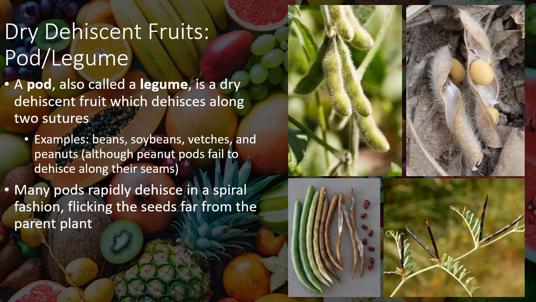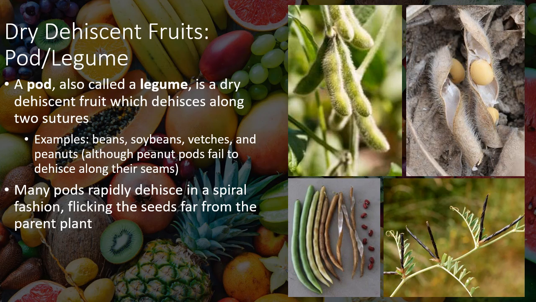Pods or legumes are the same thing. It's your choice which one to use. I switch between the two of them; I use them interchangeably. So pod or legume, that's a dry dehiscent fruit which dehisces along two sutures. And our beans and peas are some of the best examples of this.